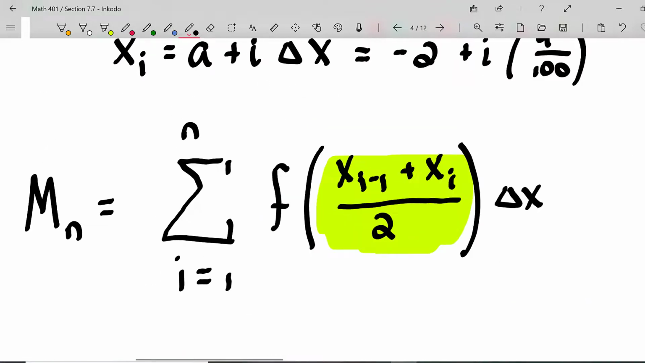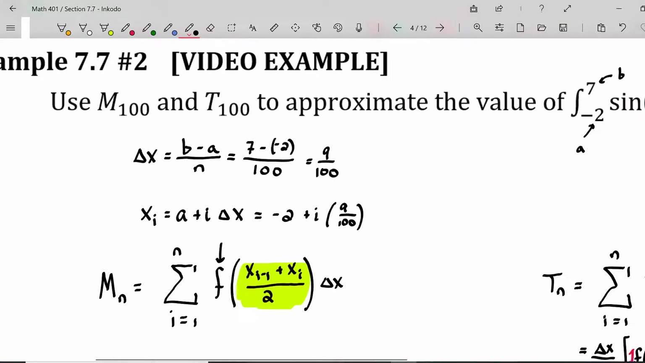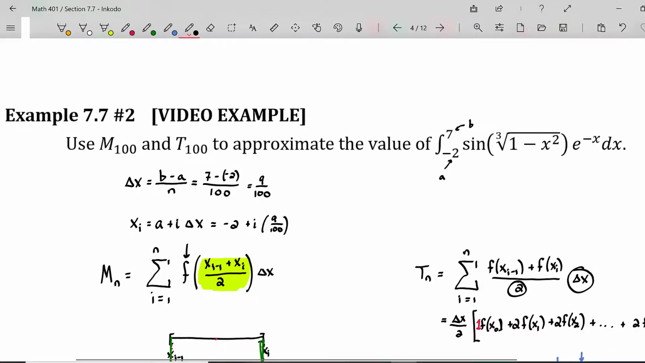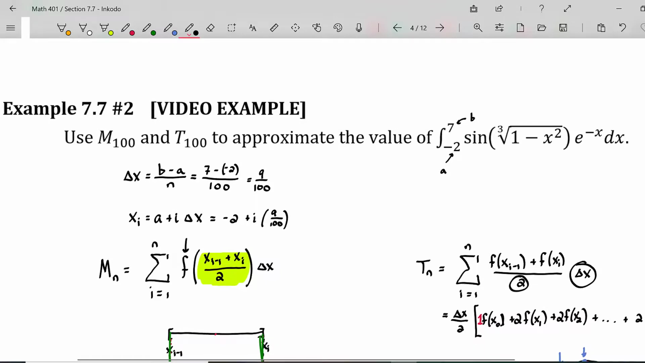When you go over to Desmos, first of all, you're going to have to type in the function name. So we're going to let f of x equal the function we're trying to integrate, which is sine of the cubed root of 1 minus x squared, then times an e to the negative x. So that's what we're going to type in as our function.